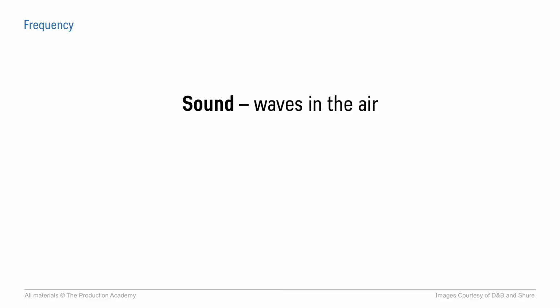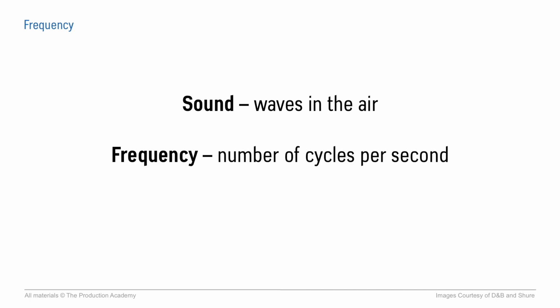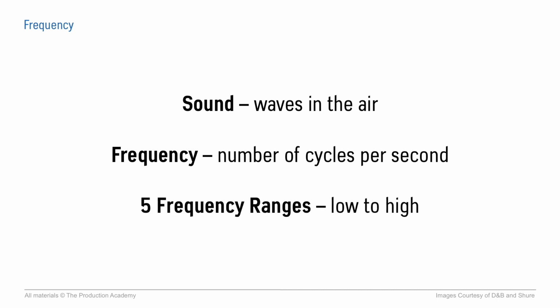In this video, we discuss frequency. This is one of the building blocks of music and is something we talk about all the time in live sound. First, we'll explain how sound is waves in the air. Then, we'll talk about frequency, which is the number of cycles per second. And finally, we'll learn how human hearing is divided into 5 frequency ranges, from low to high, as well as listen to some music examples.